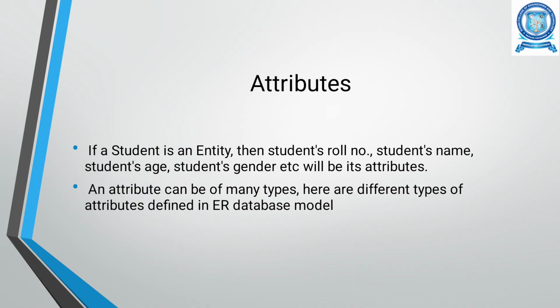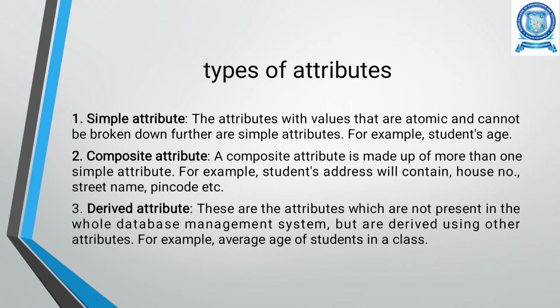Here are different types of attributes defined in your database model. Types of attribute. First one, simple attribute. The attributes with values that are atomic and cannot be broken down further are simple attributes. For example, student's age. Composite attribute. A composite attribute is made up of more than one simple attribute. For example, student's address will contain house number, street name, pin code, etc.